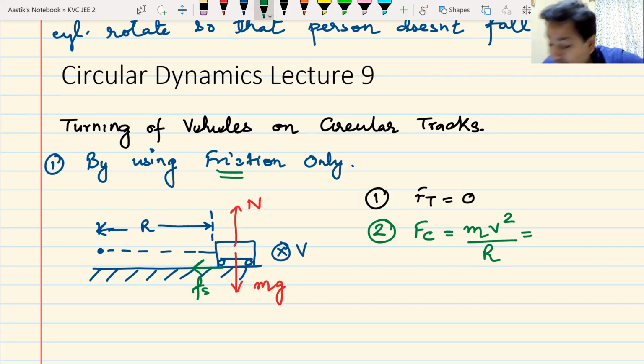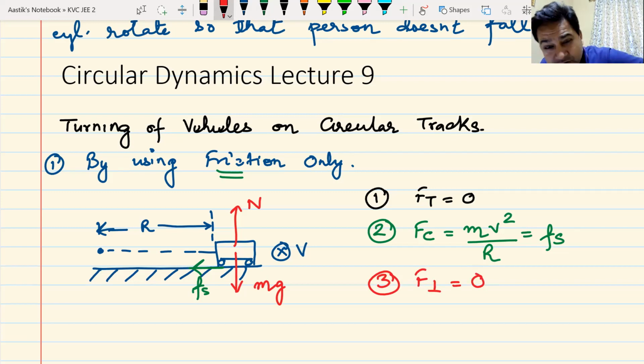And you must also realize who is giving this centripetal force. Friendly neighbor: static friction, Fs. S standing for Spider-Man or S standing for static friction, both are doing the same job. What about the third equation? It is in the perpendicular direction, not the tangential direction.